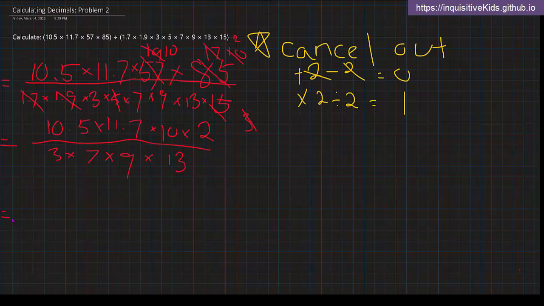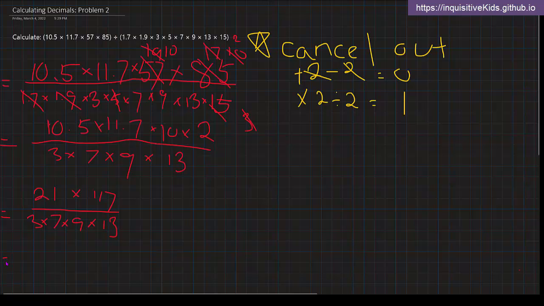At the top, there's a 10 and a 2. But if we double 10.5, we get something much friendlier, which is 21. So 21 is equal to 10.5 times 2. Then I'm going to pair this 10 with 11.7 because that's harder to deal with. So now we have 117 over 3 times 7 times 9 times 13.